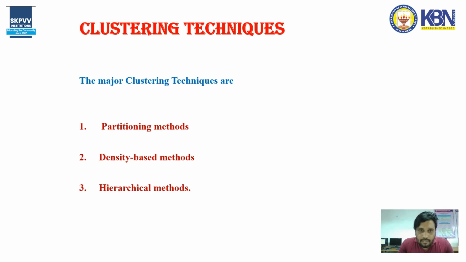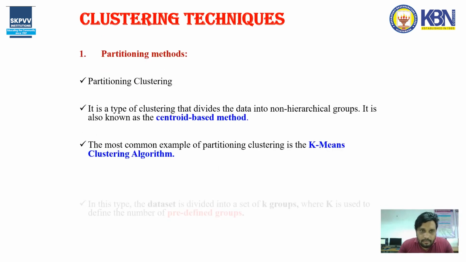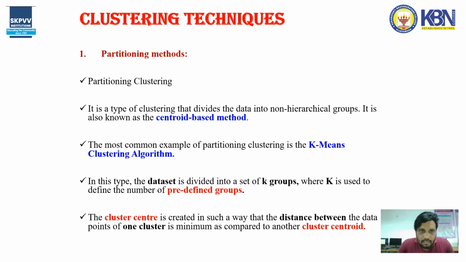The major clustering techniques are, the first one, the partition method, the second one, the density based method, and the third one, the hierarchical method. What is the partition method? The partition method, also called partition clustering, is where the given data set is divided into multiple parts. This dividing of the data is a non-hierarchical grouping. What is a non-hierarchical group? The data is not formed into a tree structure, so it is called a non-hierarchical format.